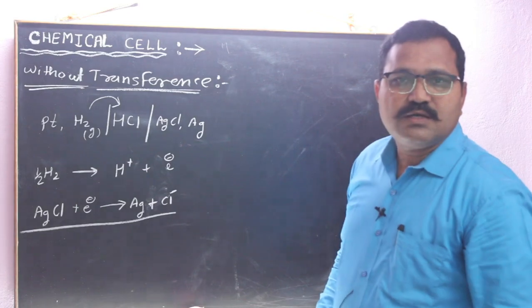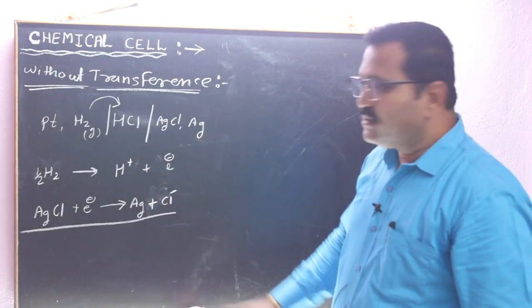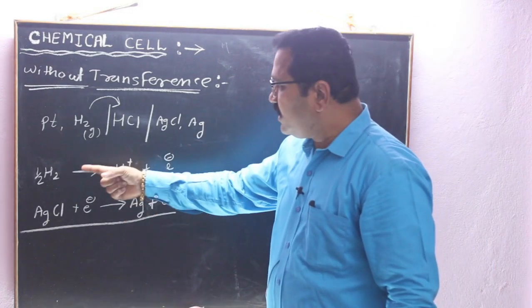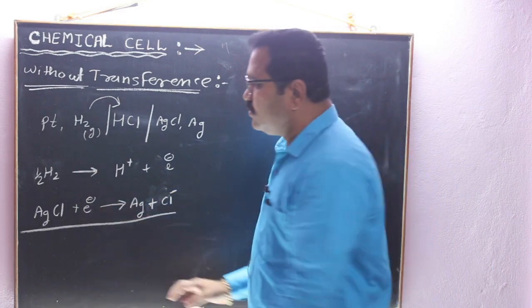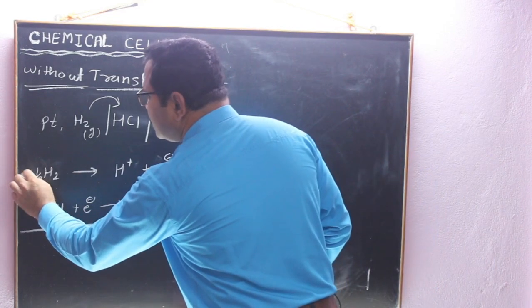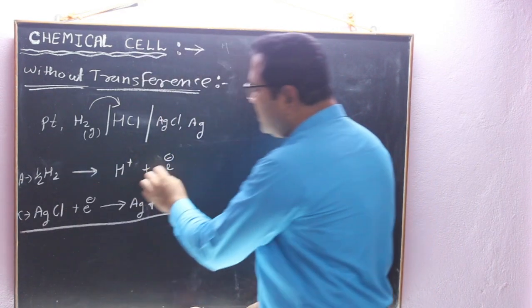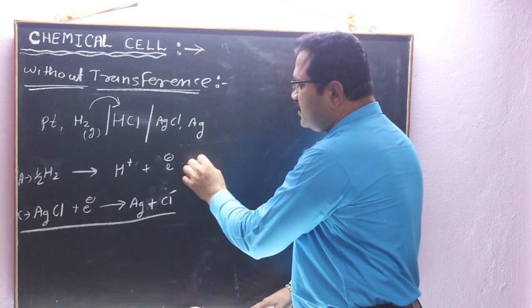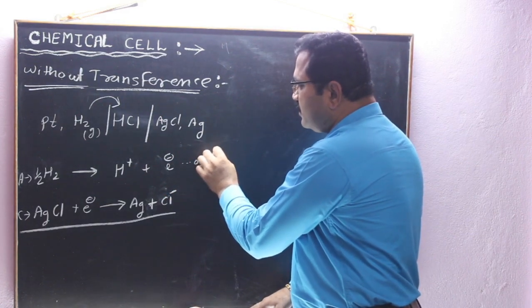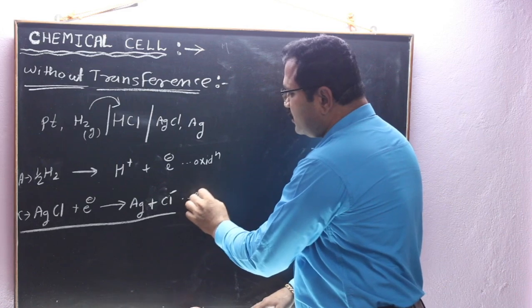This is the cell reaction at anode and at cathode. This is the anode reaction. This is the cathode reaction. At anode, oxidation takes place. At cathode, reduction takes place.